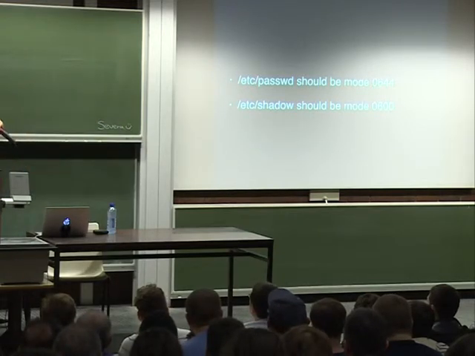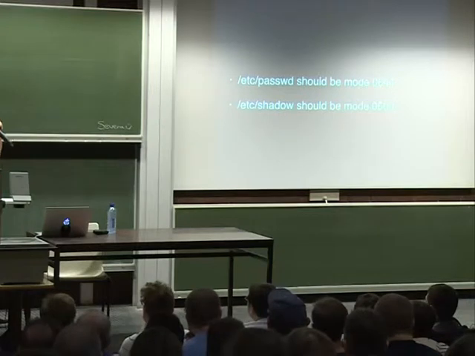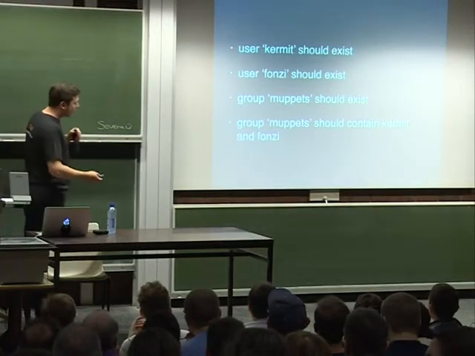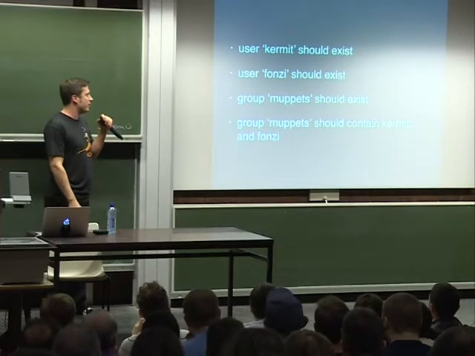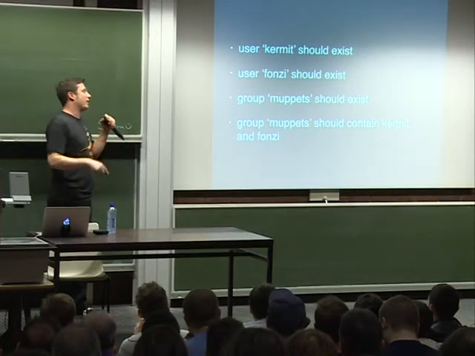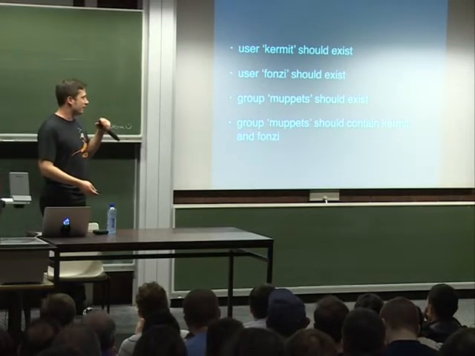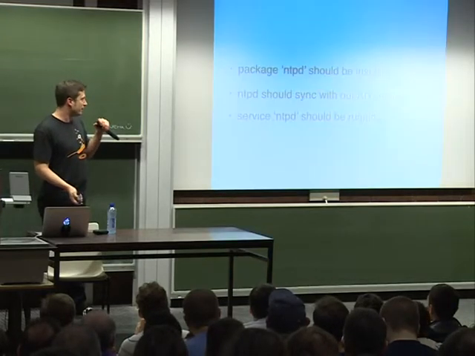It's the kind of thing you find in military security guides: make sure you do this. And these sorts of things pop up a lot, like we should have this user, they should exist and be in this group. Kermit, Fonzie, and the Muppets all hanging out in the system.